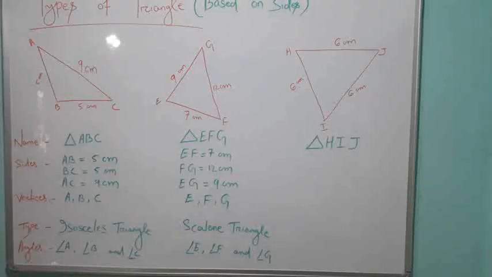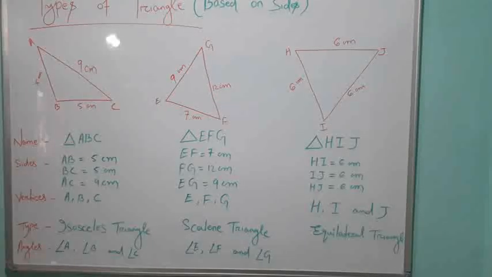Name of the third figure is triangle HIJ, whose sides are HI, IJ and HJ. HI is 6 cm, IJ is also 6 cm and HJ is also 6 cm. Vertices are H, I and J. This is an equilateral triangle and its angles are angle H, angle I and angle J.